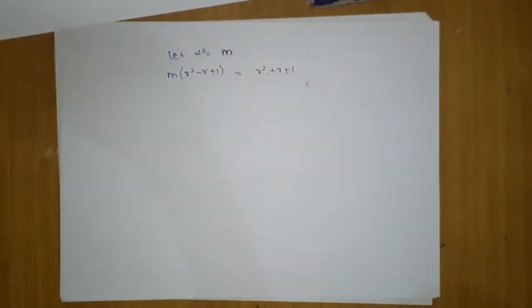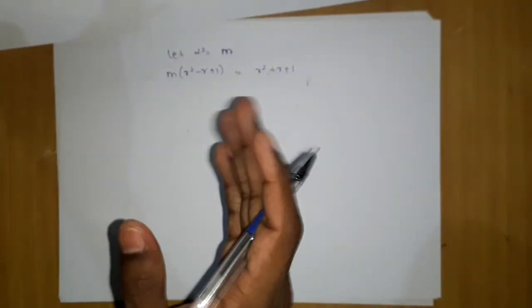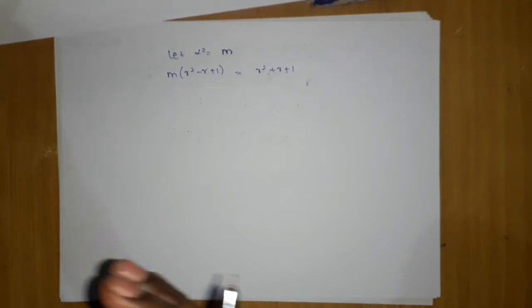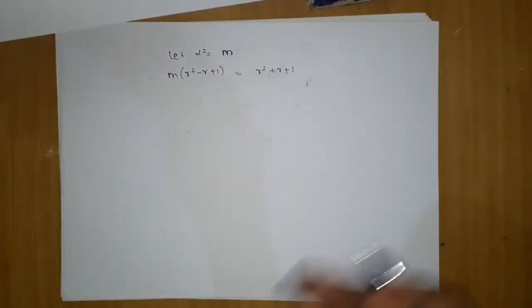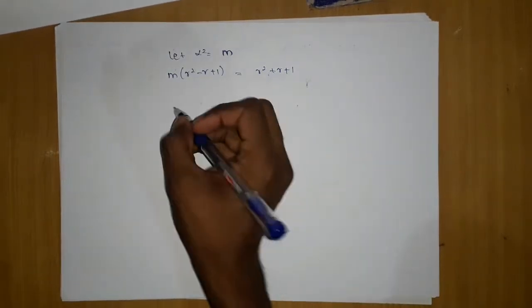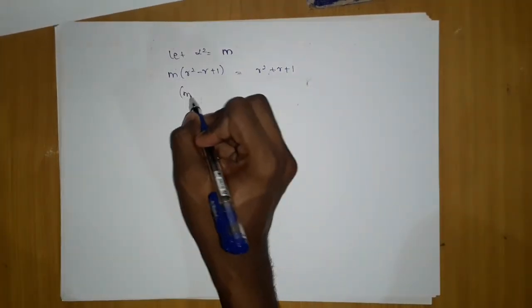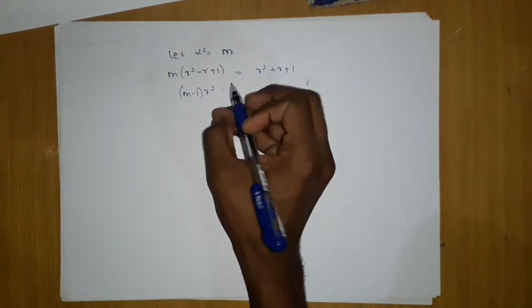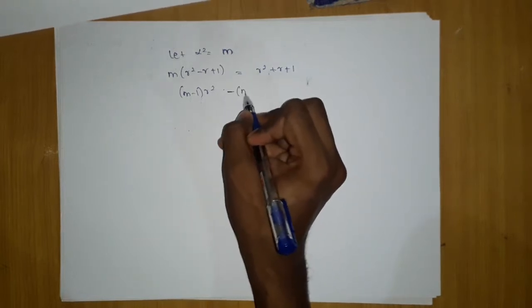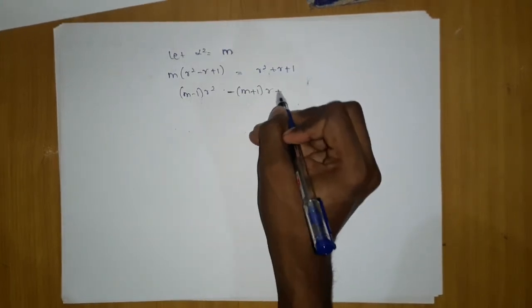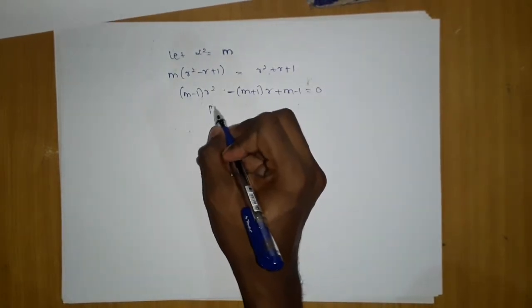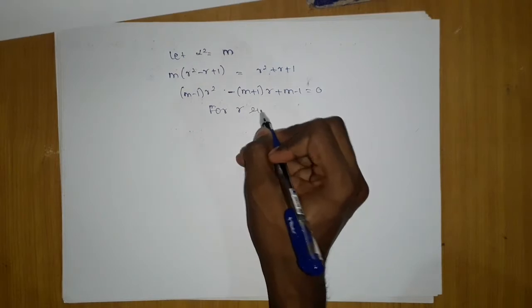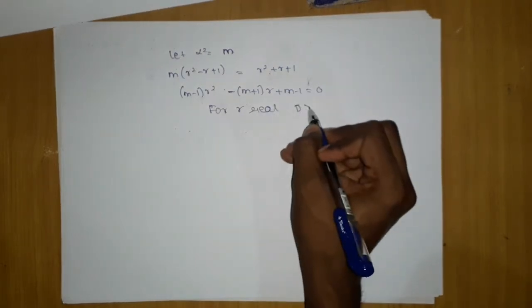Okay, we always apply this: when I get quadratic upon quadratic equal to some y, we always cross multiply and apply D greater than or equal to 0, because it is only possible if r is real. So always try to apply that condition. It is very general, we have done so many problems on that. Okay, after this, m plus 1 into r plus m minus 1 should be equal to 0, and for r real, D should be greater than or equal to 0.